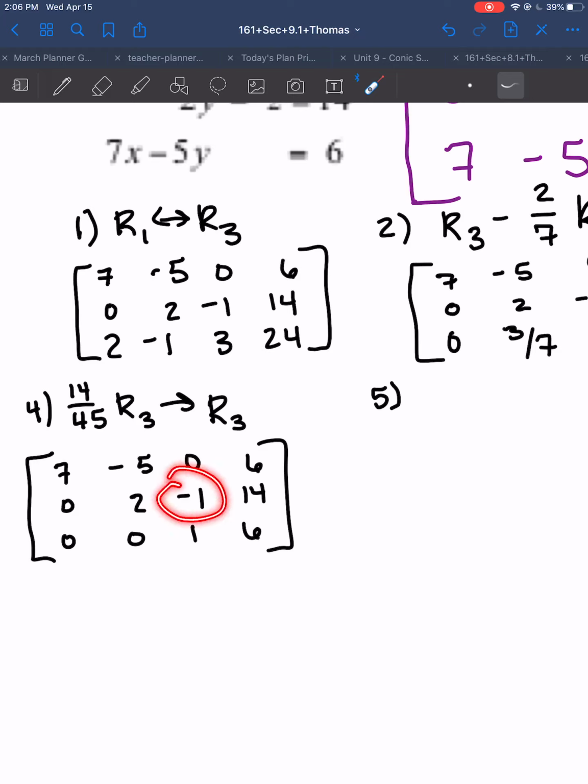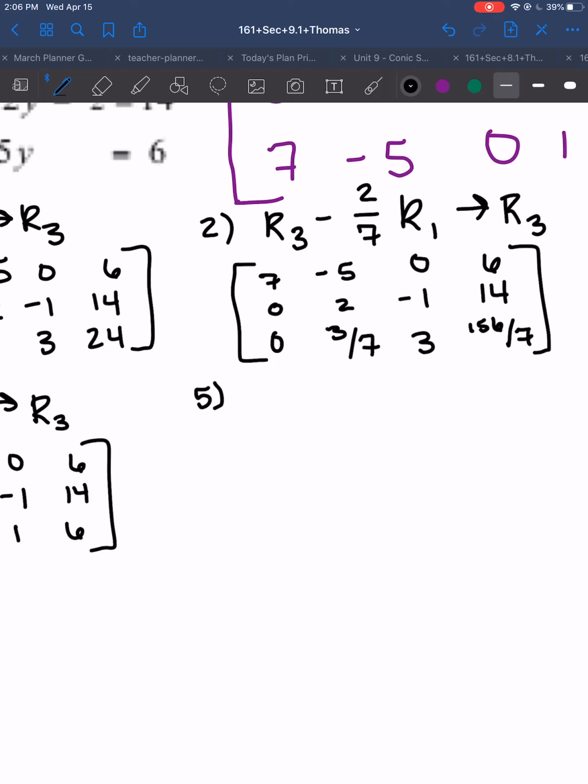Actually, no, I want this. Sorry, I jumped the gun over there. I want this -1 to go away. I want that to be a 0. So I'm going to take R2 and add it to R3 and put it in row 2.